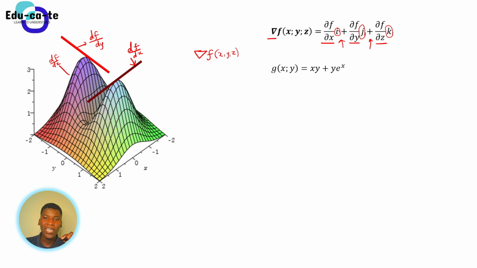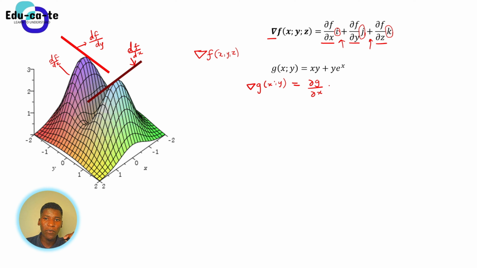Now, for example, we've got g of x, y equals xy plus y times e to the power of x. If they say find or determine the gradient of the function g, you would say that the gradient of the function g at a particular x and y value is equal to the partial derivative of g in terms of x.